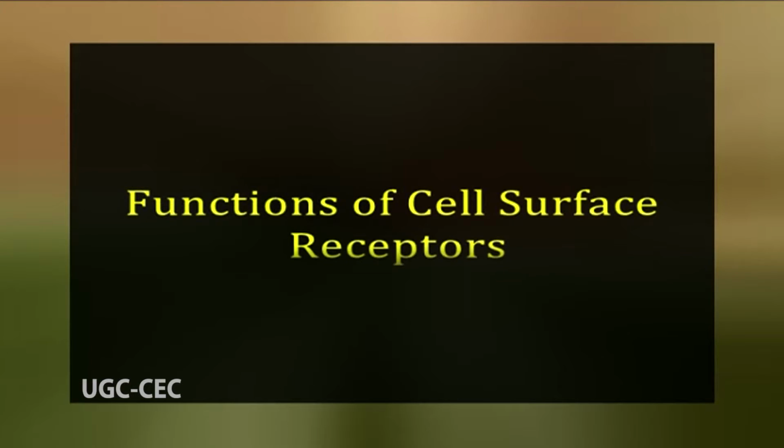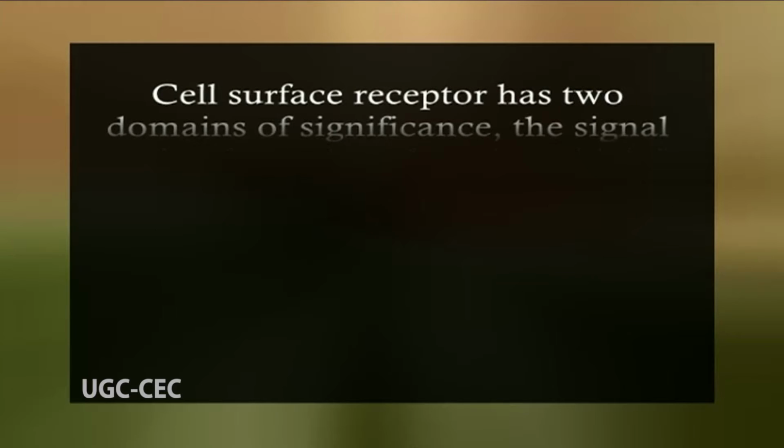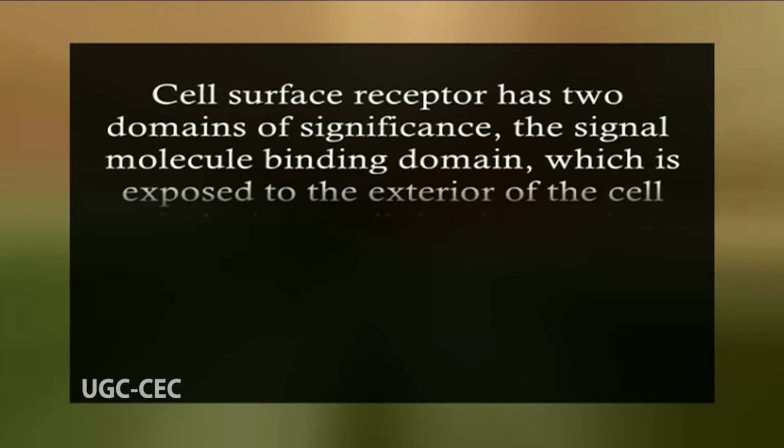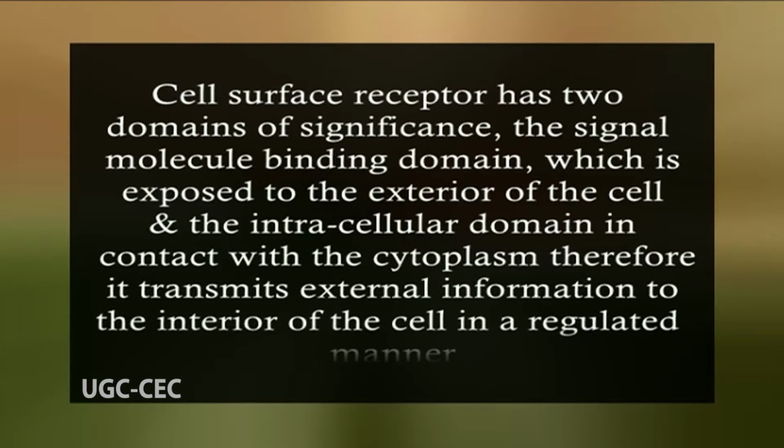Our next subtopic is the function of cell surface receptors. Number 1, cell surface receptors are responsible for the binding of an extracellular signaling molecule and transduction of its message into one or more intracellular signaling molecules. A cell surface receptor has two domains of significance: the signal molecule binding domain, which is exposed to the exterior of the cell, and the intracellular domain in contact with the cytoplasm. Therefore, it transmits external information to the interior of the cell in a regulated manner.